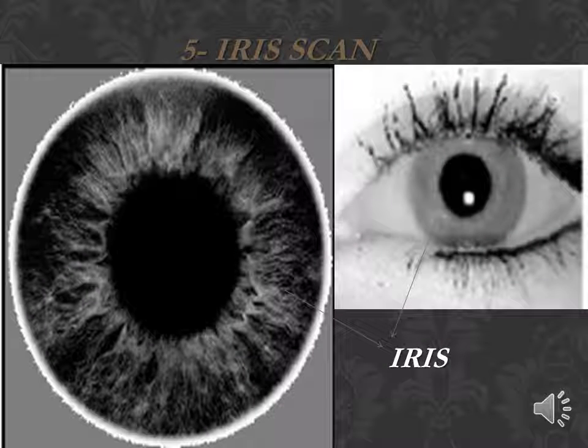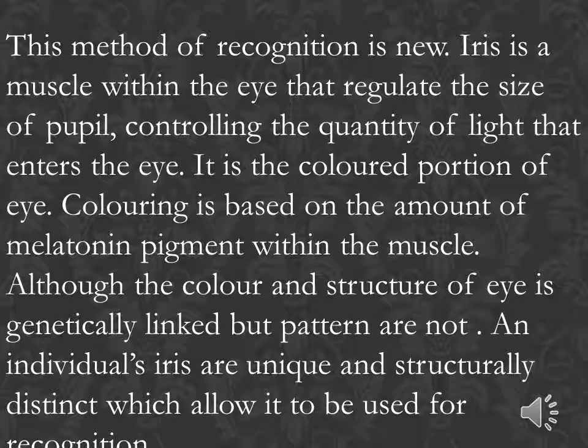5. Iris scan. This method of recognition is new. The iris is a muscle within the eye that regulates the size of the pupil, controlling the quantity of light that enters the eye. It is the colored portion of the eye. Coloring is based on the amount of melanin pigment within the muscle.